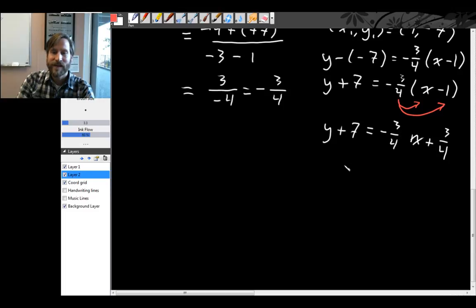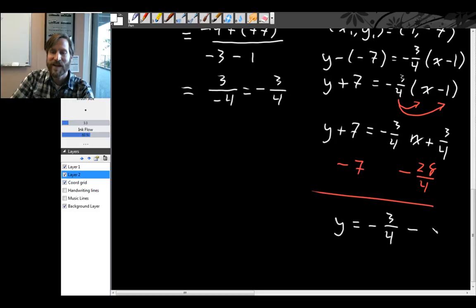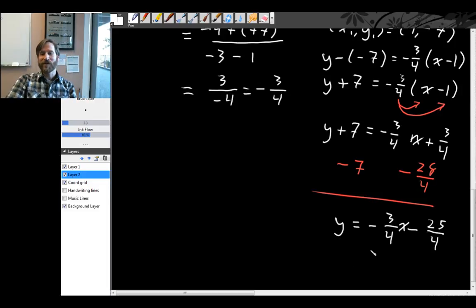And then we can subtract 7 from both sides. And while I'm at it, I might as well write 7 using a denominator 4. So 7 is 28 over 4. So I get y equals 3 over 4 minus 28 over 4, that's negative 25 over 4. Oh, and I see I've left off my x in here. So there's our slope-intercept equation for that line. y equals negative 3 over 4 x minus 25 over 4.